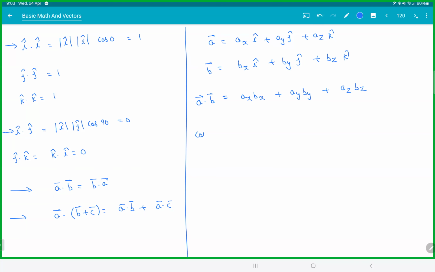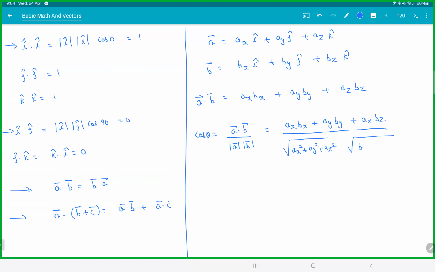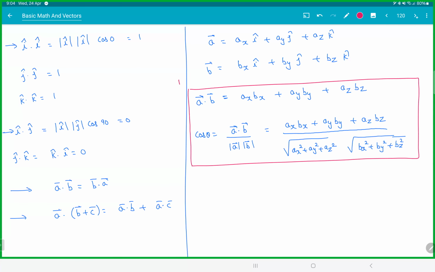So the best thing about this dot product is to find the angle between two vectors. If you give me two vectors with i cap, j cap, the most useful thing is to find the angle between two vectors. Cos theta is A bar dot B bar, which is AX BX plus AY BY plus AZ BZ, divided by mod A, which is root over AX square plus AY square plus AZ square. That's how you get the magnitude. Then root over BX square plus BY square plus BZ square. These two are important. So if you give me two vectors in terms of i cap, j cap, k cap, this is how you get the dot product, and this is how you get the angle.